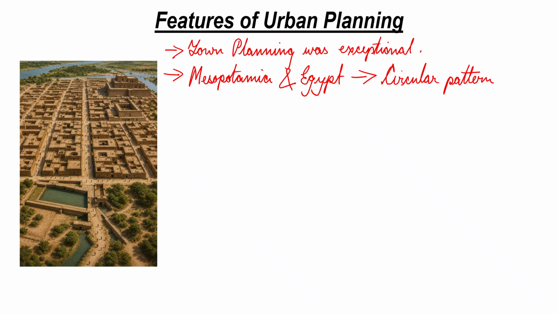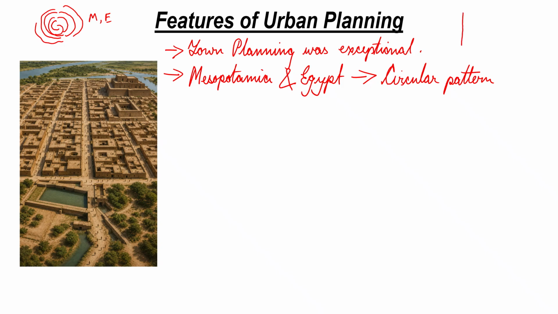That city will be like this. One road will be like this, then one like this, then one probably like this, then like this. So from above, if you see, it will look somewhat like a circle. Okay, so the city was like this. In the center, probably palaces were there. So this was according to Mesopotamia and Egypt. But what was the pattern of Indus Valley Civilization?